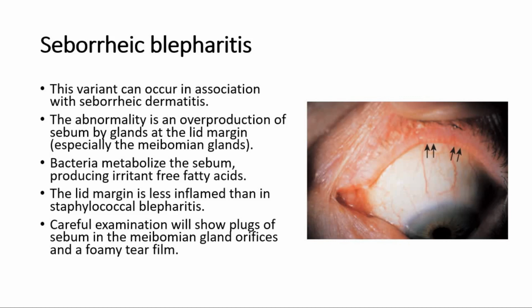Next, for seborrheic blepharitis. This variant can occur in association with seborrheic dermatitis. The abnormality is an overproduction of sebum by glands at the lid margin, especially the meibomian glands. Bacteria metabolize the sebum, producing irritant free fatty acids. The lid margin is less inflamed than in staphylococcal blepharitis. Careful examination will show plugs of sebum in the meibomian gland orifices and a foamy tear film. This picture shows the meibomian glands seen at the upper eyelids.